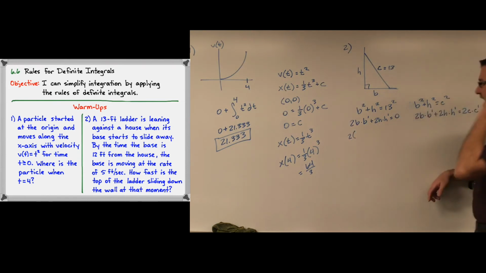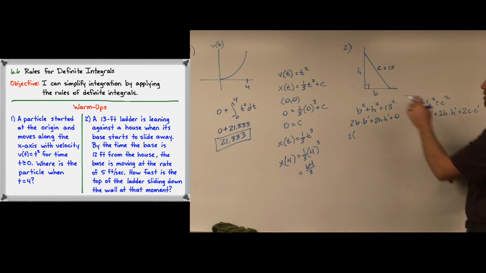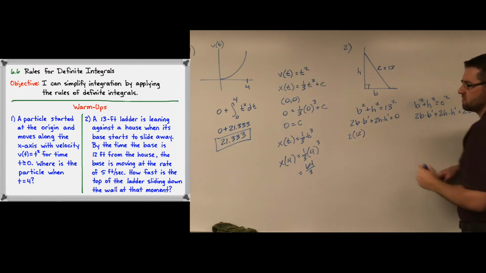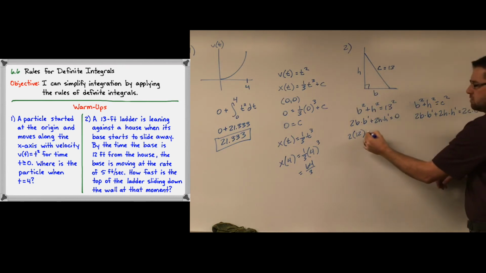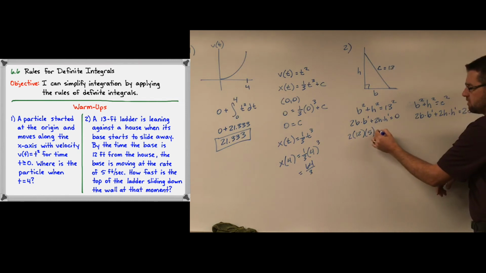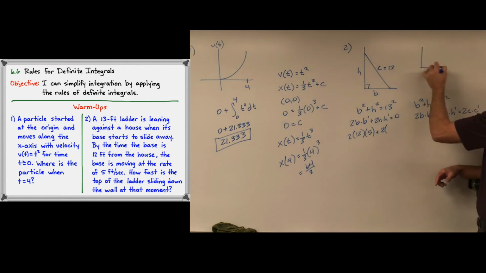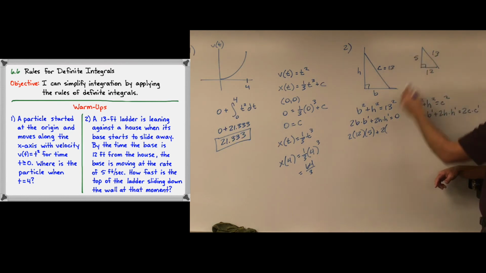2 times what's b at the moment that we're considering? Did it give us that? Okay, at the moment the base is 12 feet from the wall. Does it give us what b prime is? It does. So it's moving away from the wall at 5 feet per whatever. Plus 2, does it give us what h is? No. But once we've taken the derivative, we can figure out these values. So we do the Pythagorean theorem and we get 5.